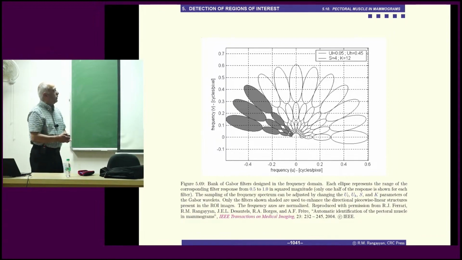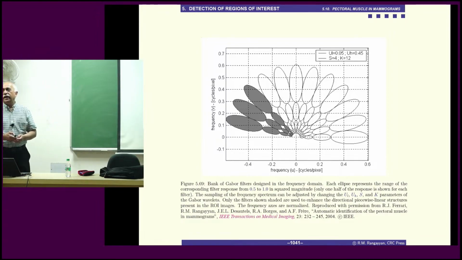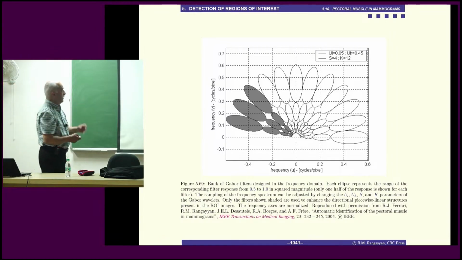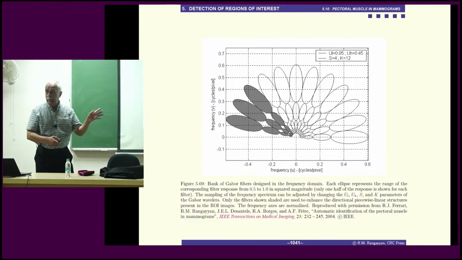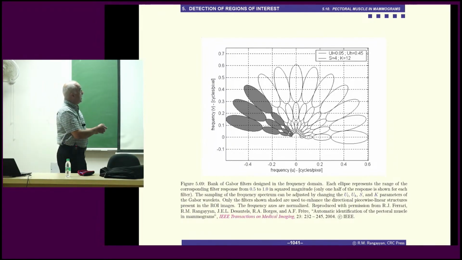So we have these multiple parameters, A, sigma X, sigma Y, W, and theta. If you want to have the full range, then you would use all of these filters. We are showing here S equal to 4 scale factors, K equal to 12 angles. And UL and UH are the frequency cutoff parameters. If you want to get output in all angle bands, then you would use all of these filters, which are 48 bandpass filters.